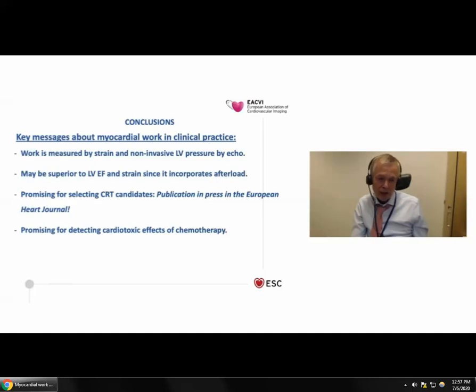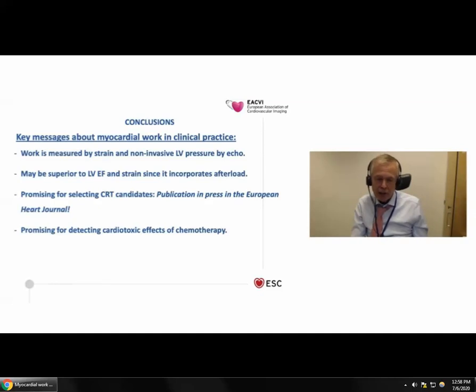Furthermore, and importantly, the selection of CRT candidates, patients to get CRT, has been one of the most interesting applications of the work method, and there are several promising publications. As I mentioned, there is a paper to come in the European Heart Journal. I cannot tell you the results because of the embargo, but all three speakers in the panel today are part of the trial. If you stay tuned, reading the European Heart Journal, you'll read about it in a few weeks.